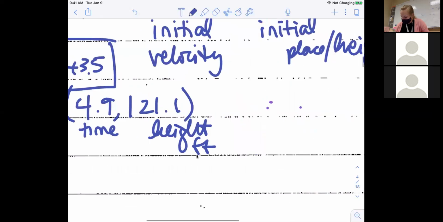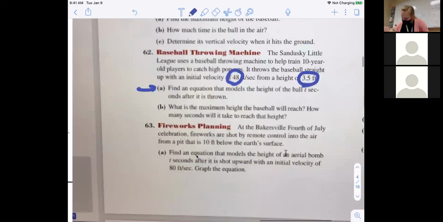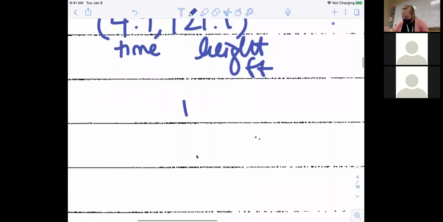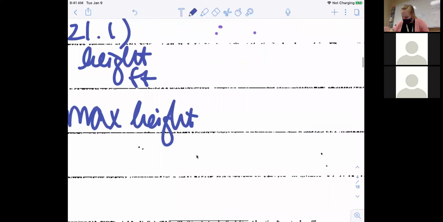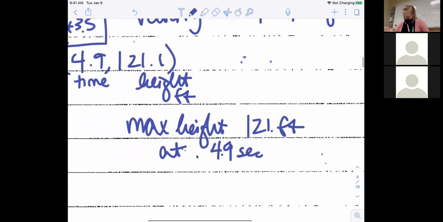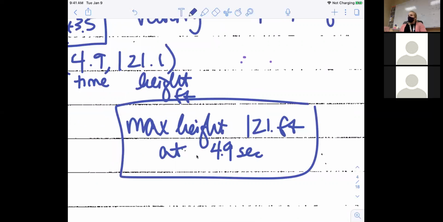So it asked me in the problem, what's the maximum height and how many seconds will it take? So I'm going to write over here, maximum height is 121.1 feet, and it happens at 4.9 seconds. This is not something you'll see on the quiz tomorrow, but this is something that will for sure be on the test or maybe even the next quiz. So we've got to know how to do these and be ready.